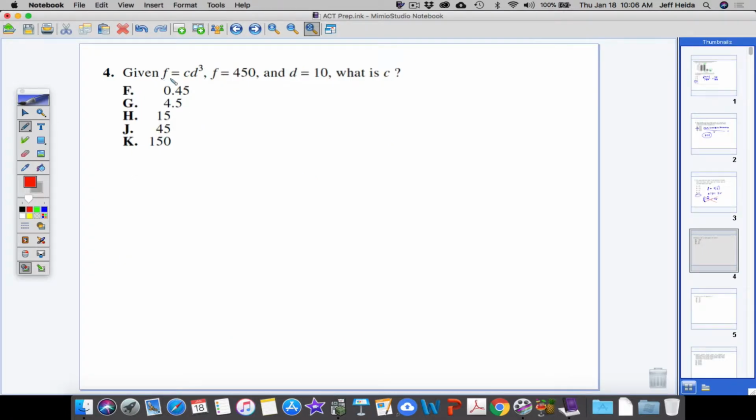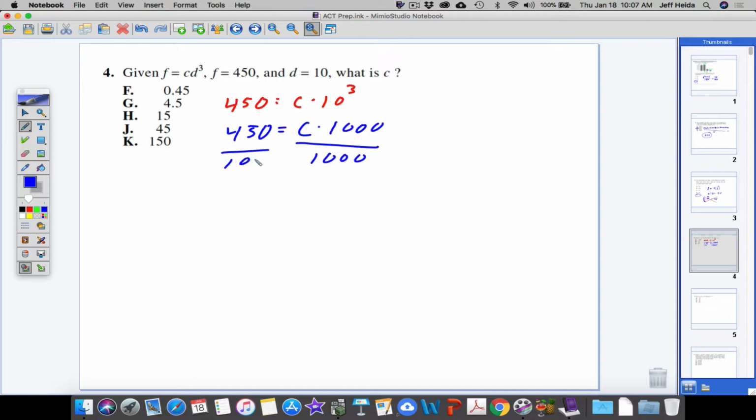Problem number 4. Given that f is equal to cd to the third, you're given f and d, find c. So you would do 450 is equal to c times 10 to the third. 450 is equal to c times 1,000. Divide both sides by 1,000. You get 450 divided by 1,000 is equal to c. Take off the zeros, 45 over 100 is equal to c. 0.45 is equal to c, which is f.